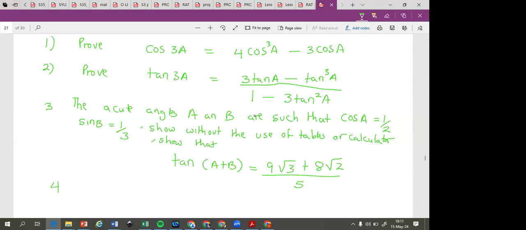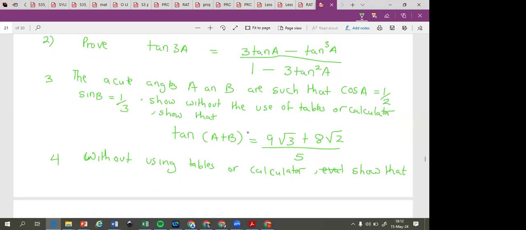Then 4, still this is UNEB, without using tables or calculator, show that tan 15 is equal to 2 minus root of 3.